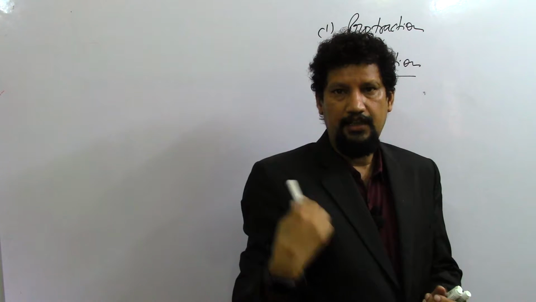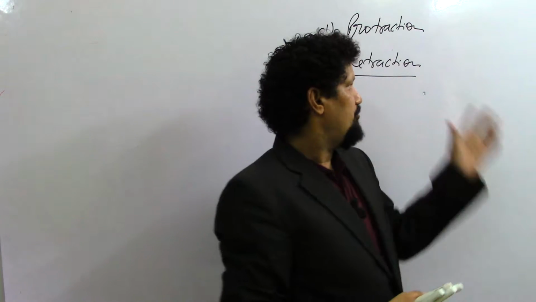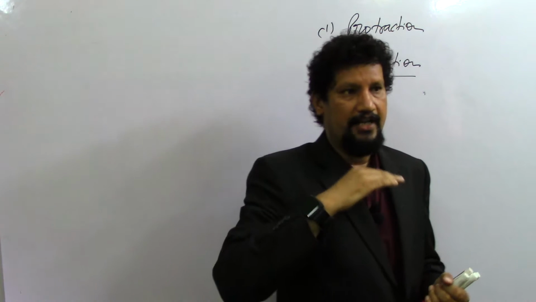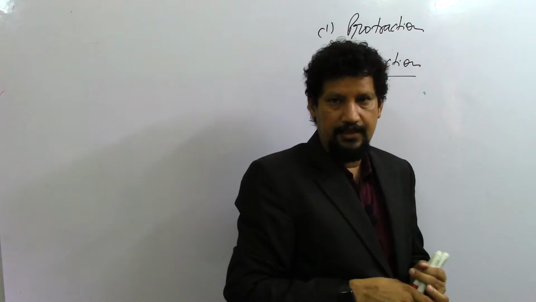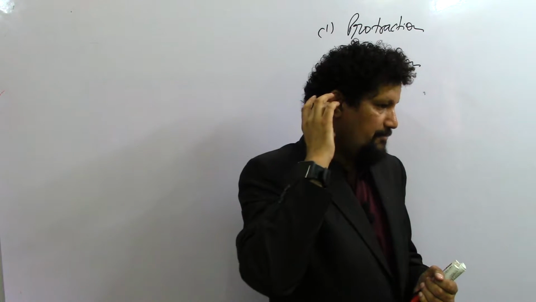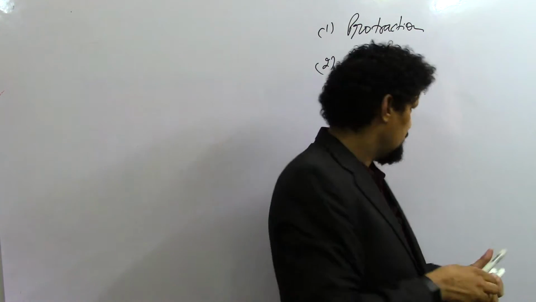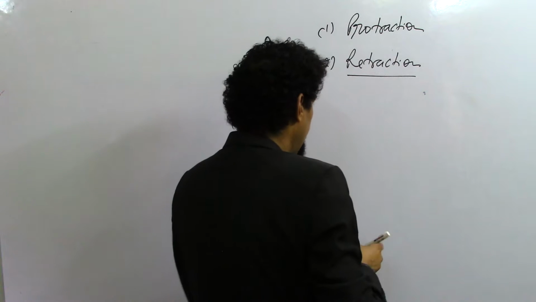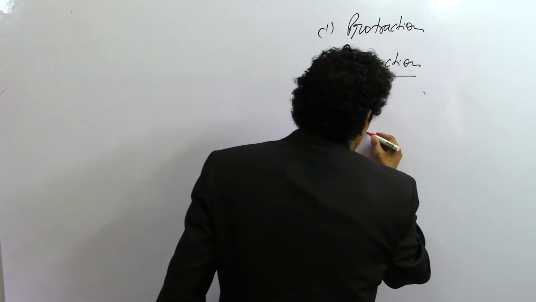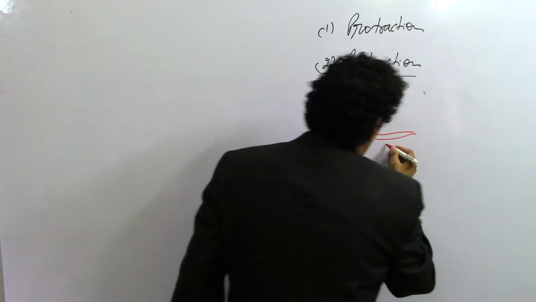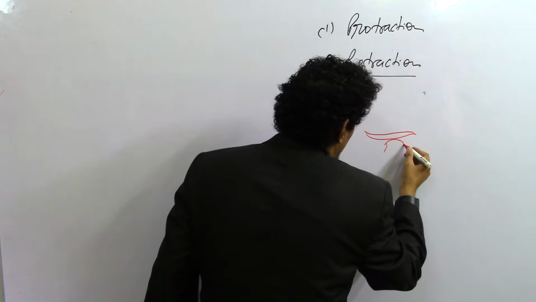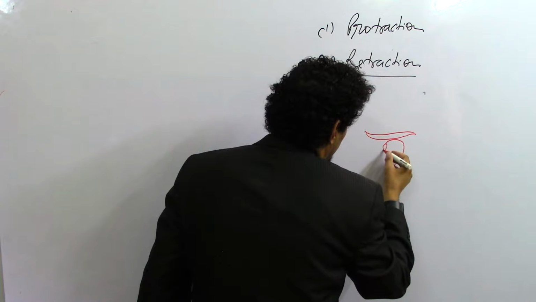On the pectoral girdle, protraction is moving the part forward without changing the angle of the joint. In the temporomandibular joint, there is a thick articular disc, and here is the head of the mandible.